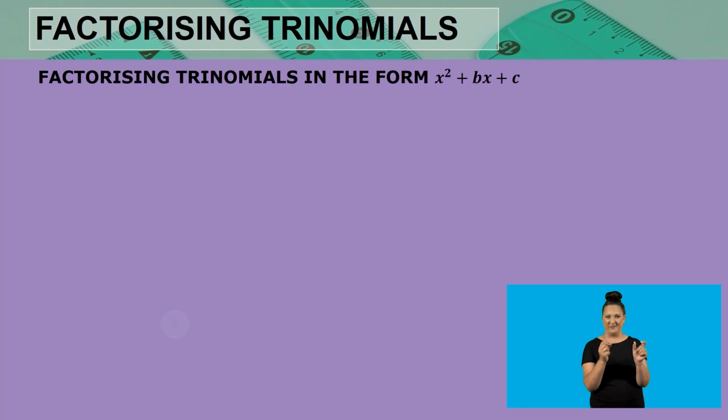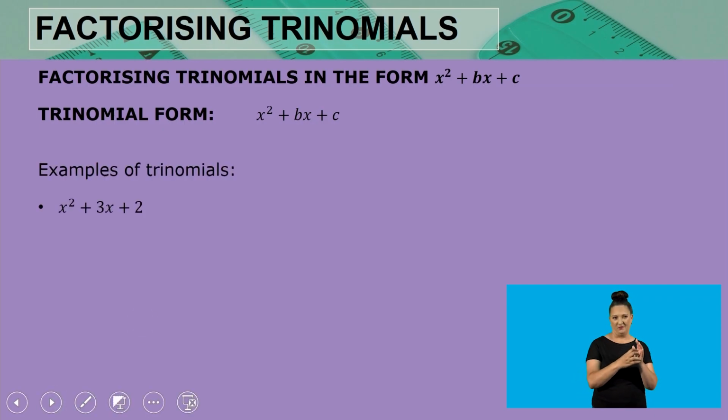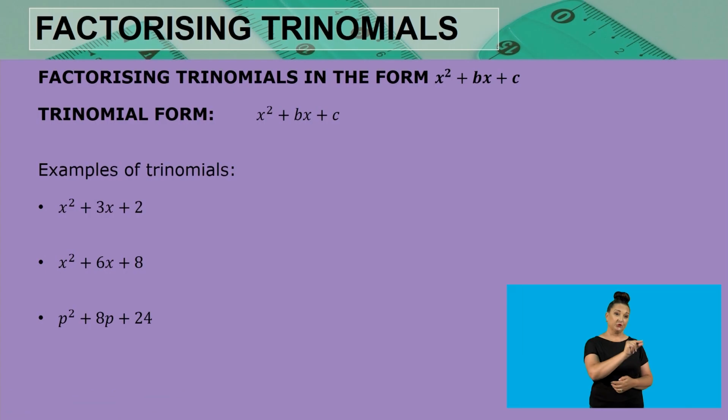So we are going to start by factorizing trinomials in the form x squared plus bx plus c. So the trinomial form that we're going to be working with is x squared plus bx plus c. An example of these is x squared plus 3x plus 2. It is in that form of x squared plus bx plus c. Or x squared plus 6x plus 8. It is an example of that form there. Or we have p squared plus 8p plus 24.